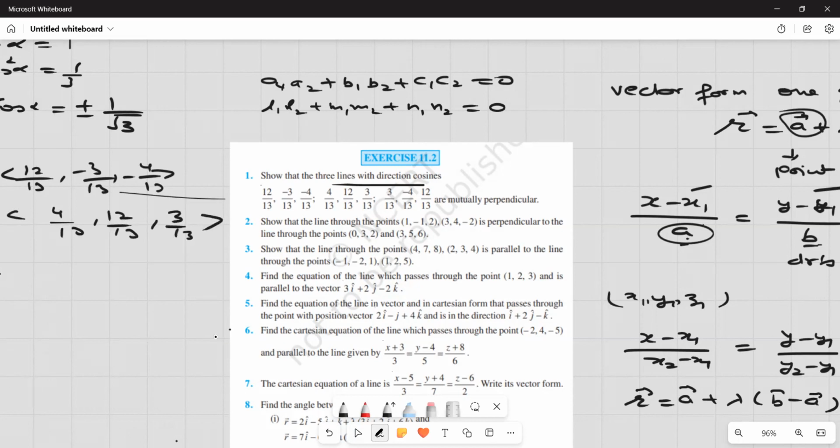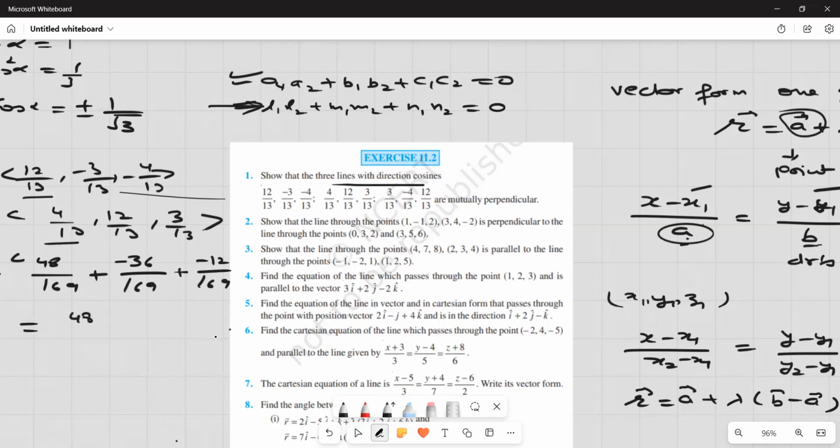So if you multiply them, 12 fours are for l1l2. This condition we are applying, l1l2, they are DCs. So these are DCs, so we are applying this condition. This is your l1, this is your l2. So 48 by 169 plus, this will be minus 3 times 12, minus 36 by 169. And this will be plus minus 12 upon 169. So if you add them, isn't it 48 minus 36 minus 12 upon 169. So this is 0 by 169. Isn't it 0? Other way also you can check.